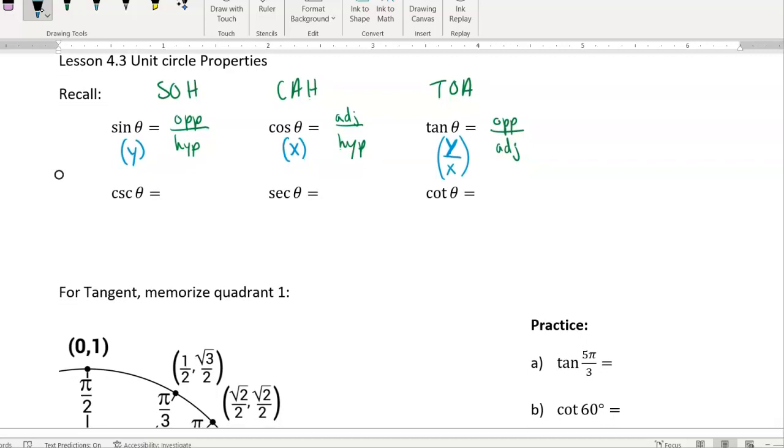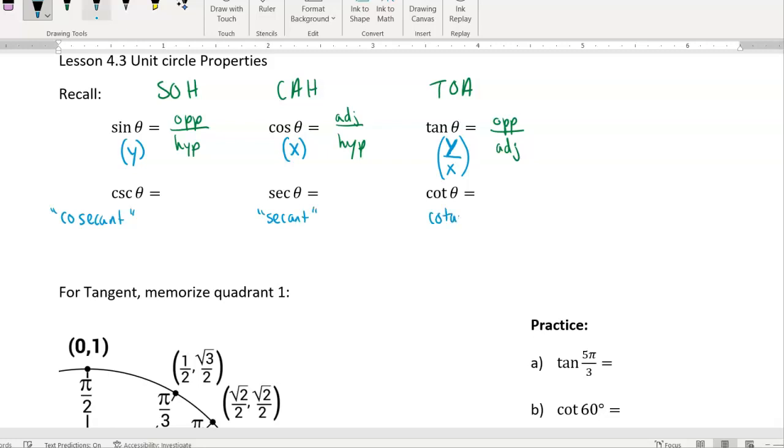Now you might have seen these before, but these are called the reciprocal functions. And so we have the cosecant. That's what this one is. So if you want to write that down, I guess I'll write down the word here. And this would be the secant. And this is the cotangent. And the reason why they're called the reciprocal functions is because they are literally the reciprocals of the ones above here. So the cosecant is a reciprocal of the sine function.